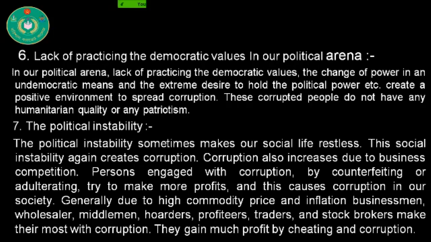Corruption also increases due to business competition. Persons engaged with corruption by counterfeiting or adulterating try to make more profits, and this causes corruption in our society. Generally, due to high commodity price and inflation, businessmen, wholesalers, middlemen, holders, profiteers, traders, and stockbrokers make their most with corruption. They gain mass profit by cheating and corruption.